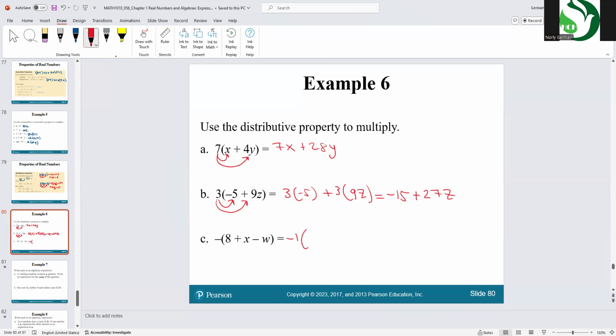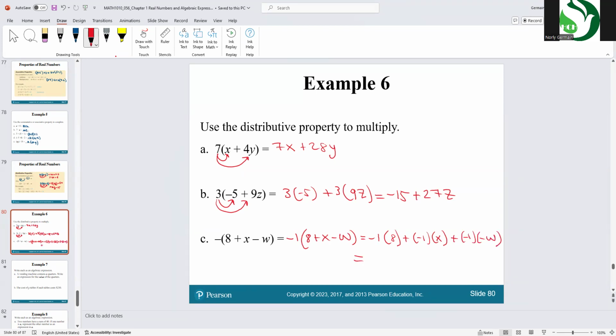The 1 is always invisible. You don't see it, but it's there. You can say -1 times 8 plus x minus w. If you distribute that negative, now you can have -1 times 8 plus -1 times x plus -1 times -w.